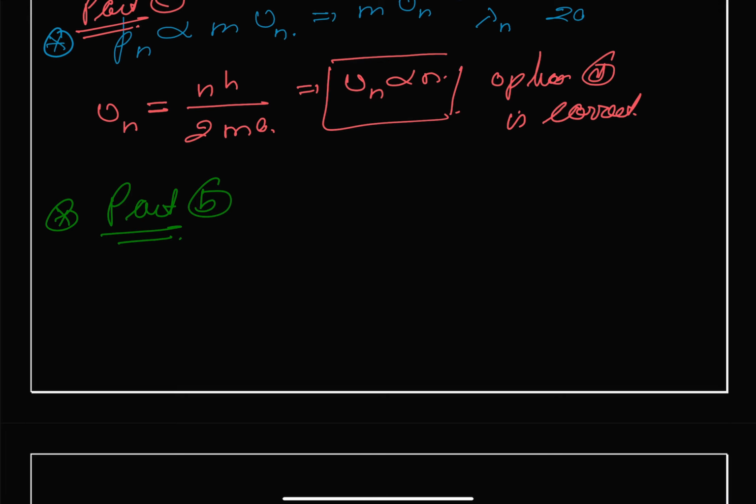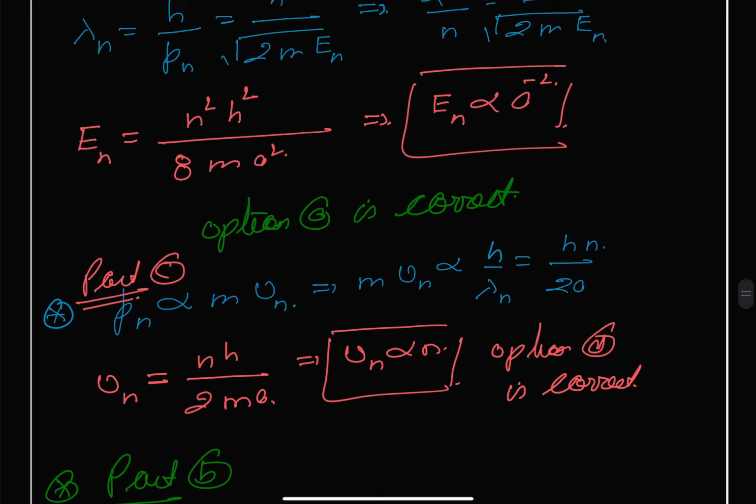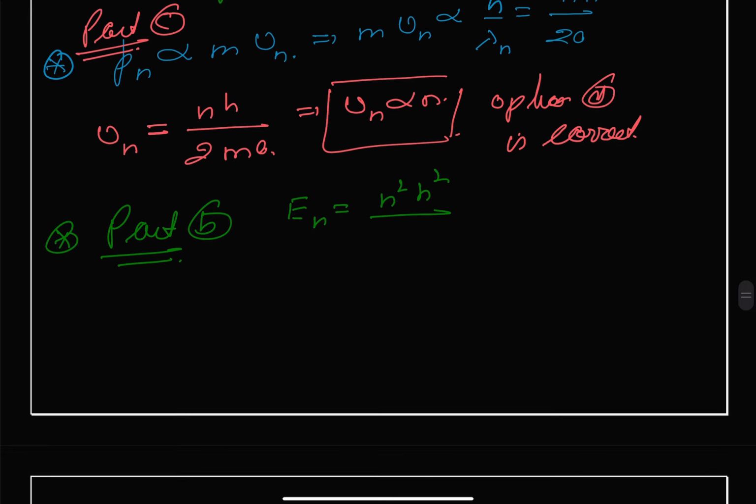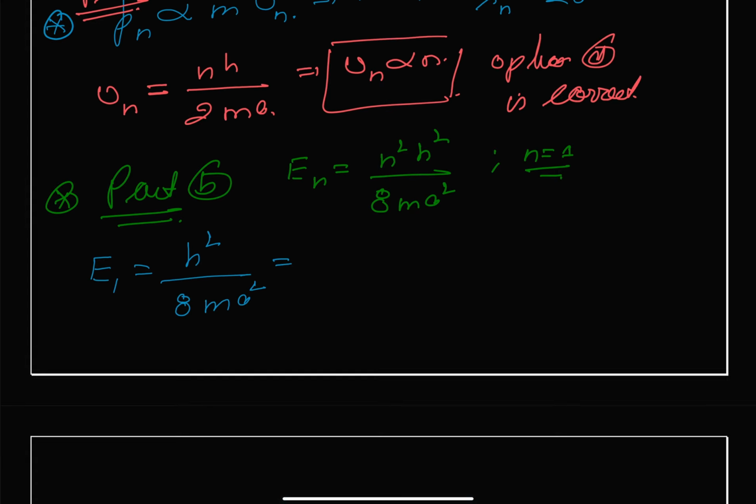Energy, we already know the formula for E of n, and ground state is value of n equal to 1. So let me write E of n is equal to n square h square upon 8m a square. Ground state is giving us n equal to 1, so we get our E of 1 is equal to h square upon 8m a square.